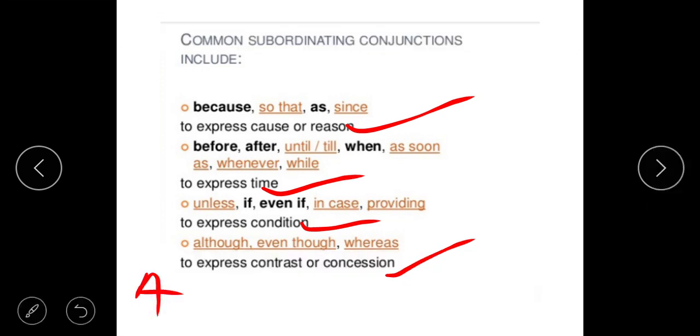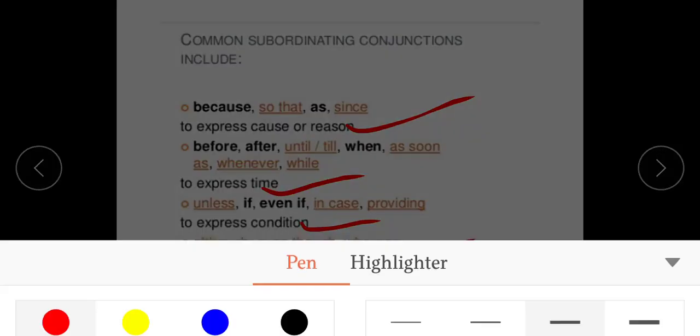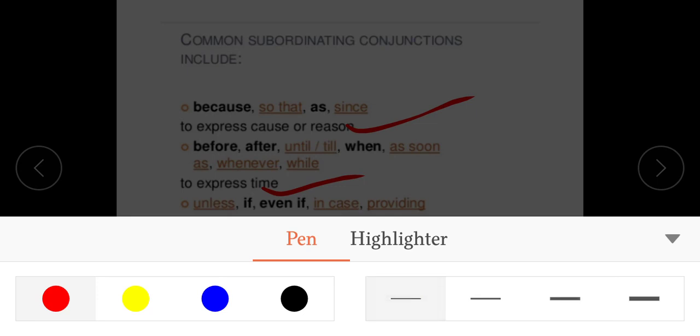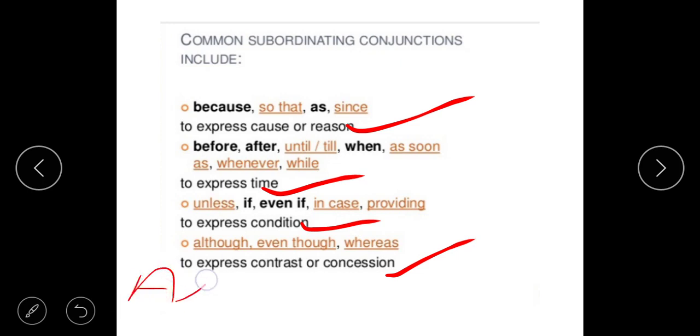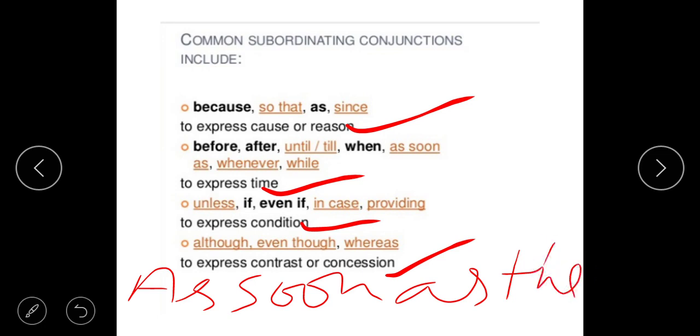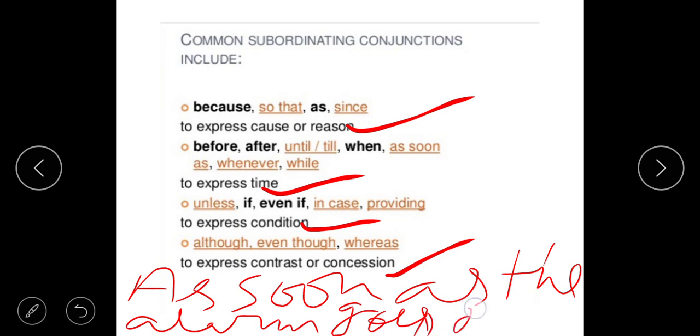Okay, अब जैसे कि हमने बोला, if I am saying as soon as the alarm goes off, सुमित इज़ आउट ऑफ बेड.